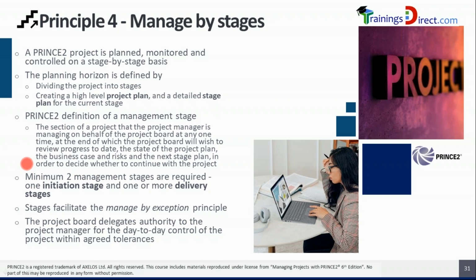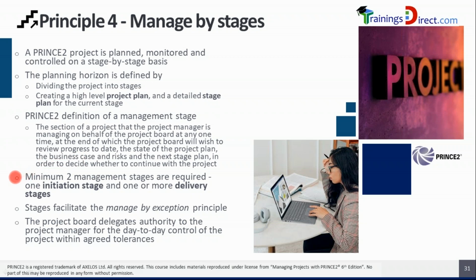So at the end of stage 1, the project board will check the progress, check the overall project plan, if the project plan is still suitable, and the performance of the overall project plan, and also the performance of the business case, and what are the overall risks to the project, and is the next stage plan ready or not. And only if the next stage plan is ready, then the board may authorize closure of the current stage and start of the next stage.